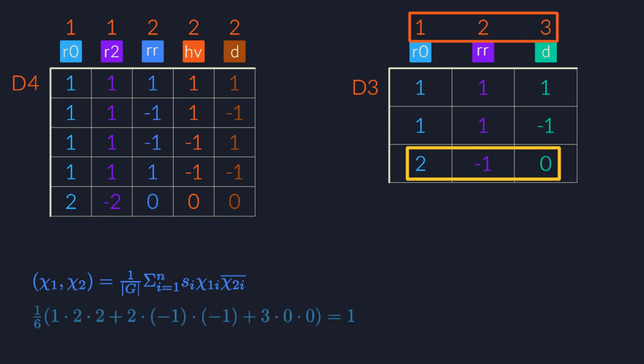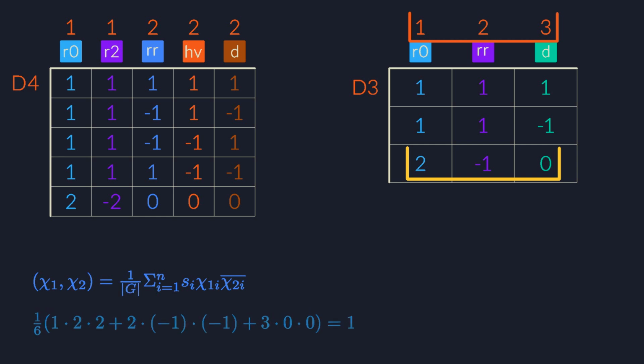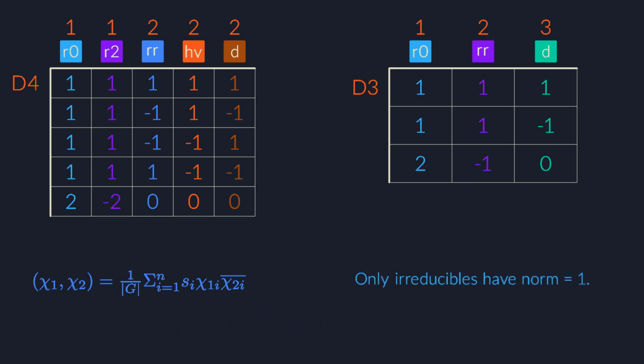If you take the dot product of a character with itself, you get 1, just as before. Don't forget to divide by the size of the group at the end. We can even show that the irreducible characters are the only ones with a norm equal to 1. If you start from a larger representation which isn't irreducible, and you write down the traces, the resulting character will have a norm different from 1. This gives you an easy mechanism for checking whether a character is irreducible or not.